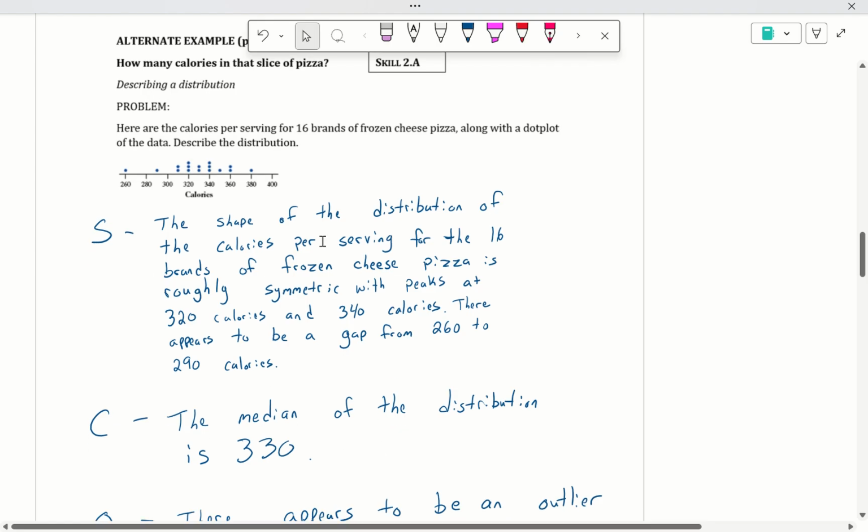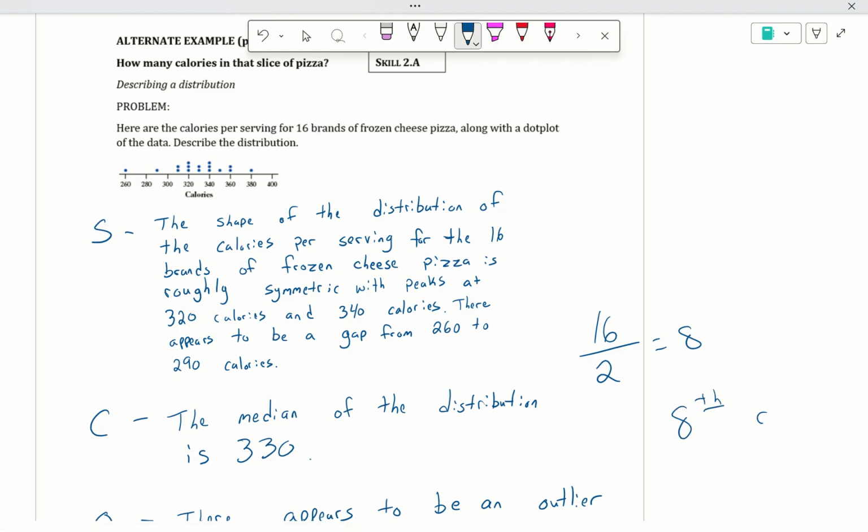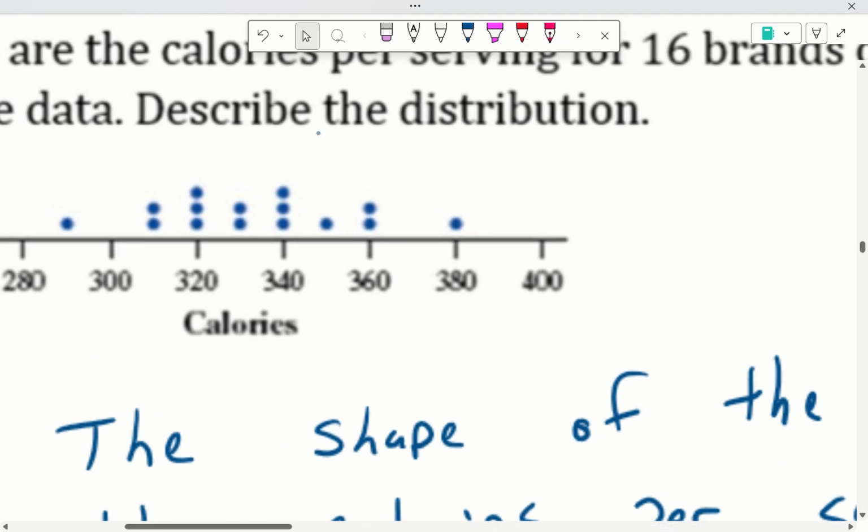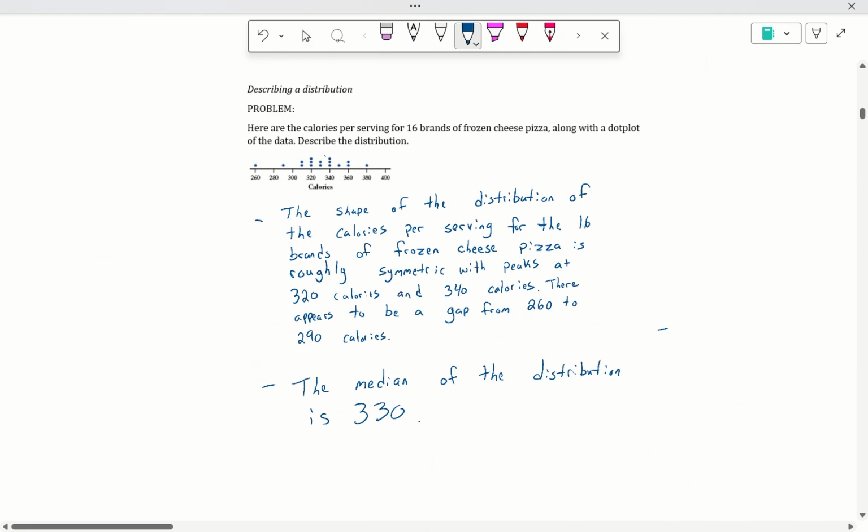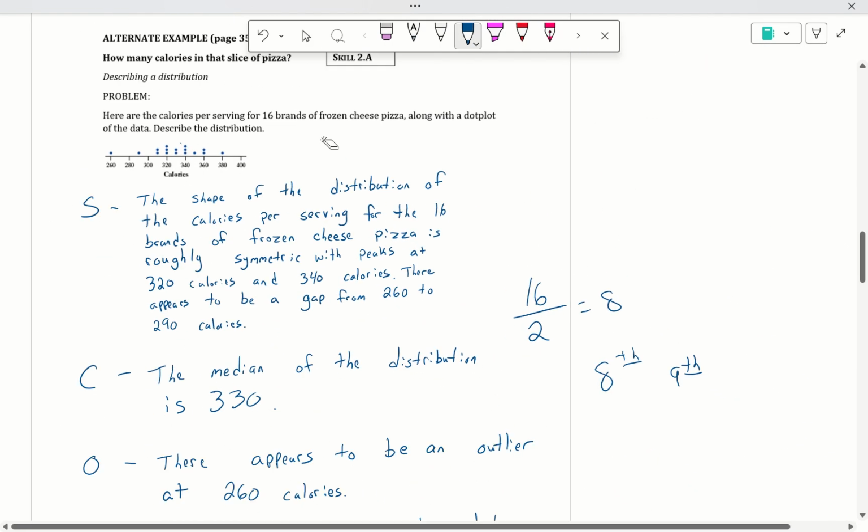So there you go. The center, we're going to use the median for this distribution. Remember, we're just looking at the middle value. So here we have 16 brands. 16 divided by 2, we get 8. And so what we're going to do is look at the 8th and 9th element in this set. And you end up with 330 and 330. We need to find the mean of 330 and 330, which is, in fact, 330.